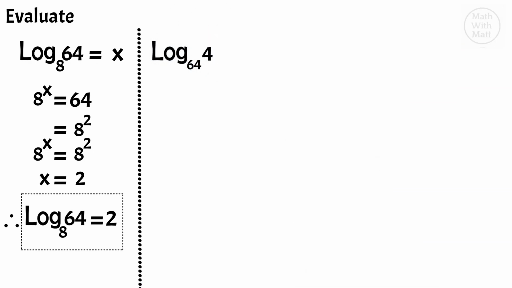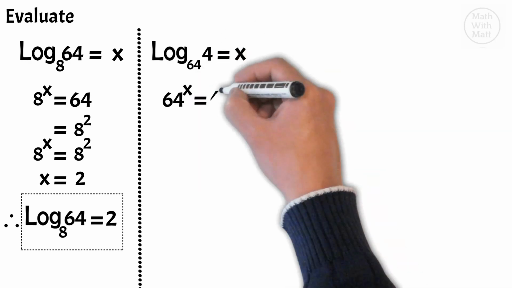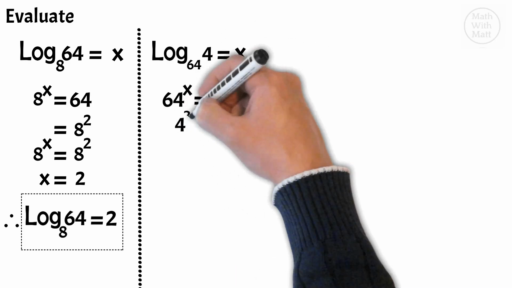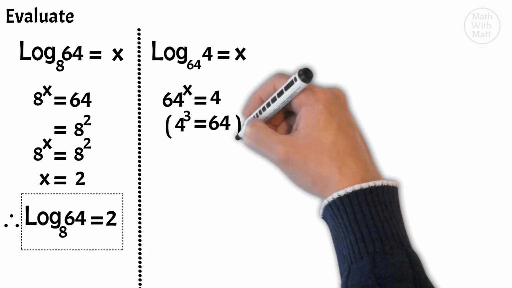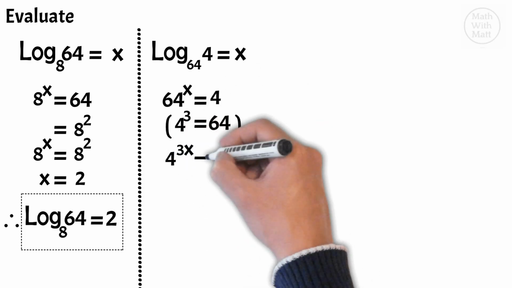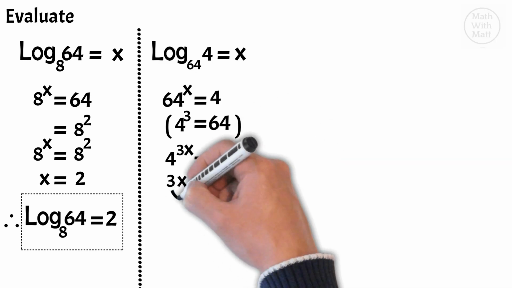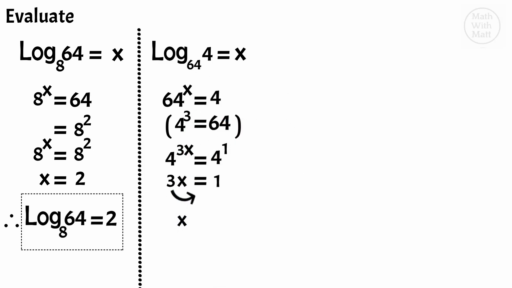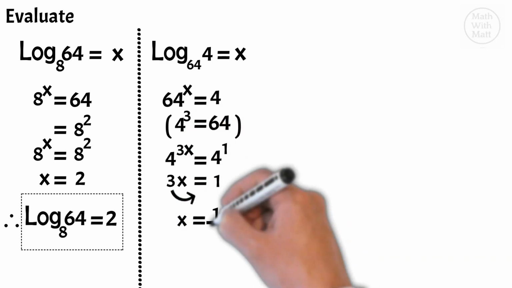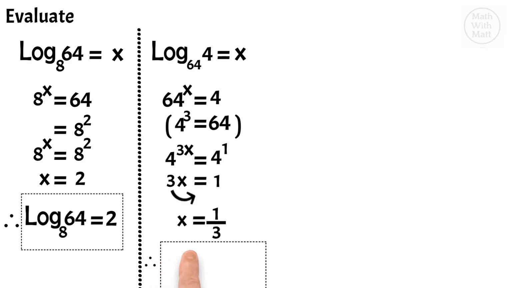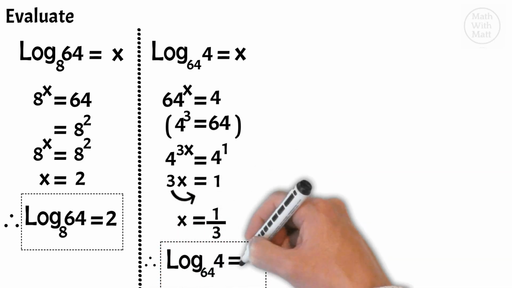Let's take another example pretty much similar to this one. Log to base 64 of 4. Here also we assume the answer is x. Reverting the equation back to the exponential form, we see 64 to the power x equals 4. 4 cubed is 64, so we will substitute 64 as 4 cubed. And we now compare the powers. Since the base is the same, we get 3x equals 1. Here we take the 3 to the right hand side, giving 1 upon 3, hence, the answer to log to base 64 of 4 is 1 upon 3.